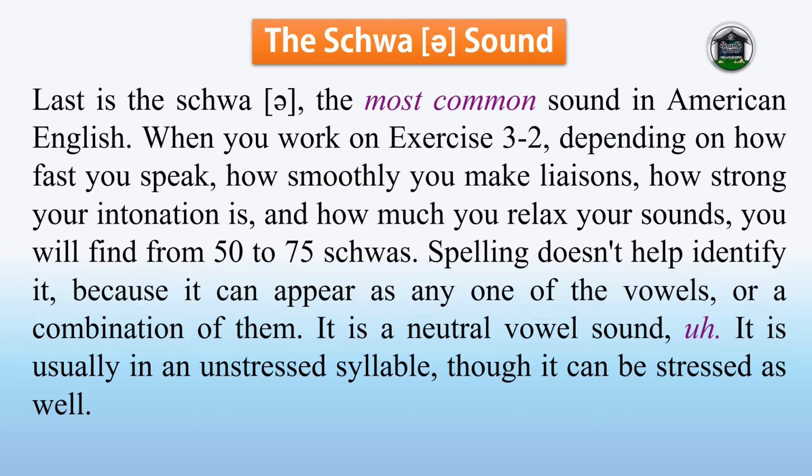When you work on exercise 3-2, depending on how fast you speak, how smoothly you make liaisons, how strong your intonation is, and how much you relax your sounds, you'll find from 50 to 75 schwas. Spelling doesn't help identify it because it can appear as any one of the vowels or a combination of them. It's a neutral vowel sound. It's usually in an unstressed syllable, though it can be stressed as well.